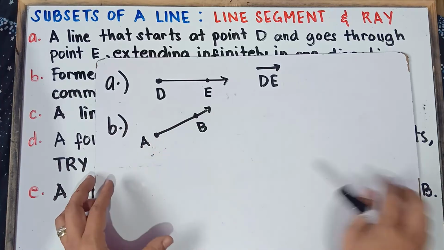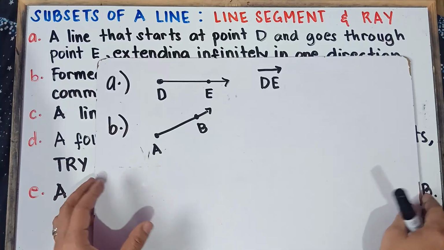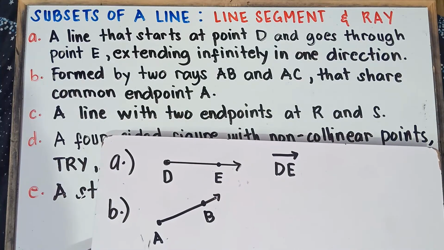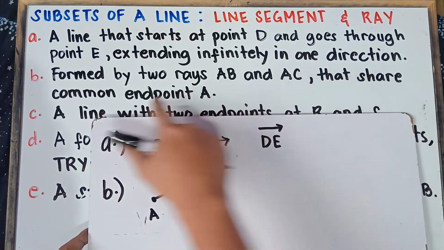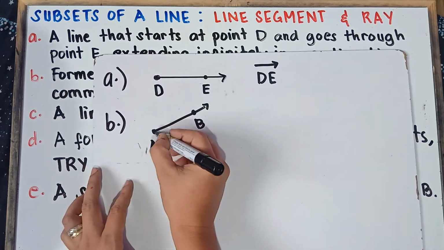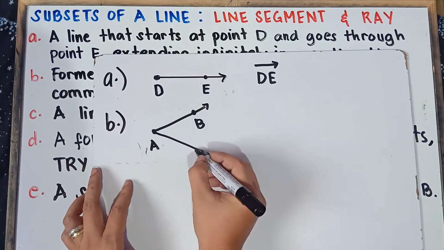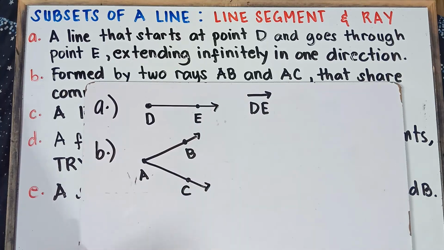So this is A and then B. So let me just write it here, A and then B. And then we have ray AC. So ray AC, they have a common endpoint. That will be point A. So this will be ray AC, this one right here, A and then C. So therefore, formed by two rays, this will be an angle.